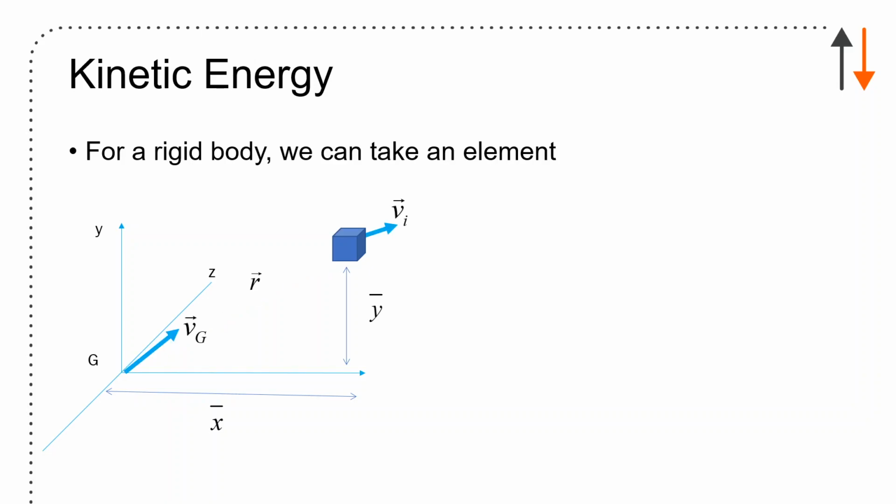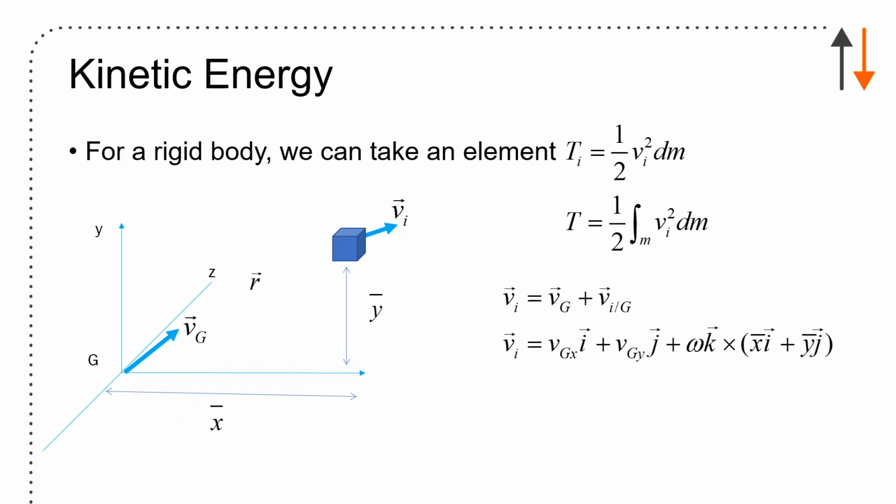And if I do that, I can say the velocity at the center of mass is v sub g, and each of the elements might have different velocities, so v sub i. And so Ti, the kinetic energy of element i, is 1/2 vi squared dm. Then I can integrate over the entire body, the entire mass, and I get T equals the integral of 1/2 vi squared dm. T, by the way, comes from the French word travail, which is kind of fun to find out. Vi is equal to Vg plus Vi with respect to g.